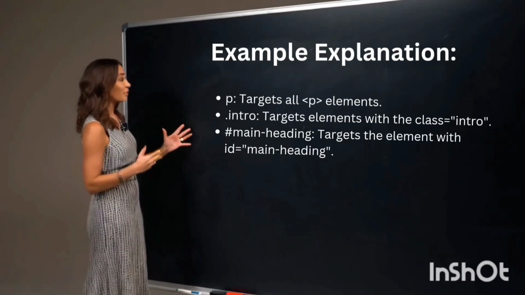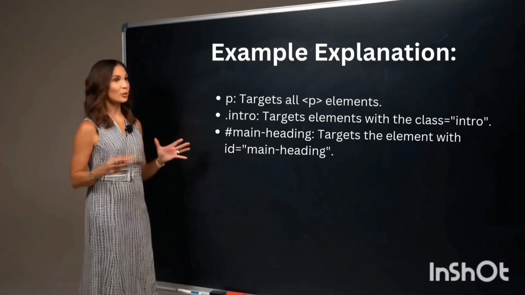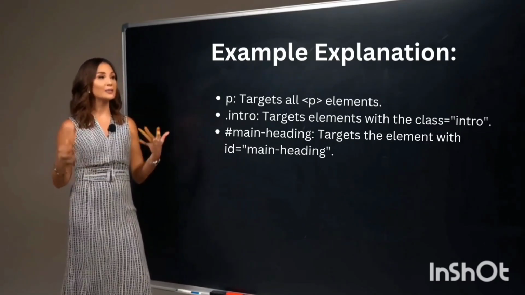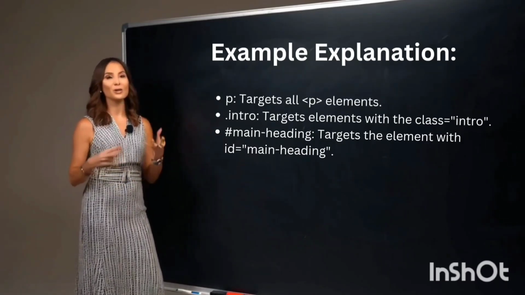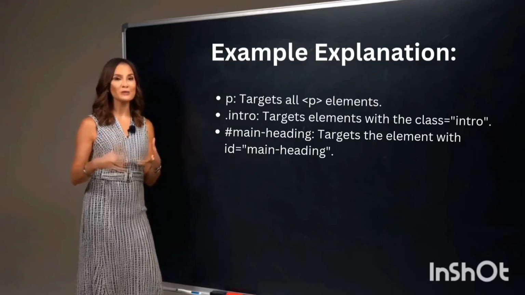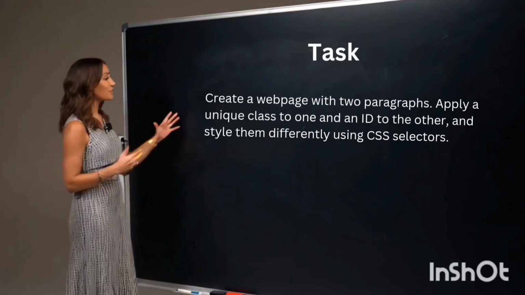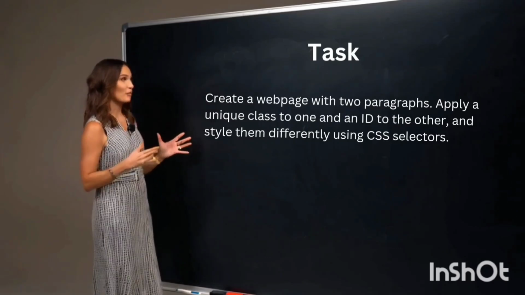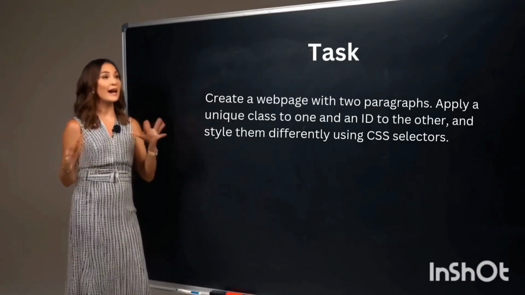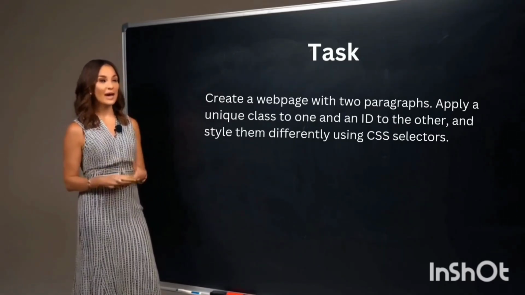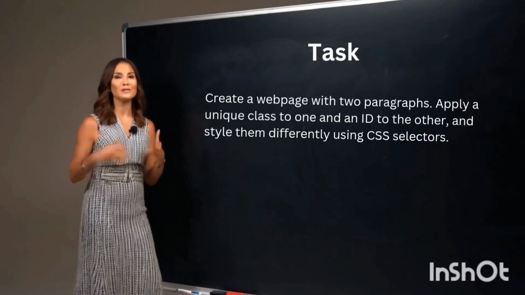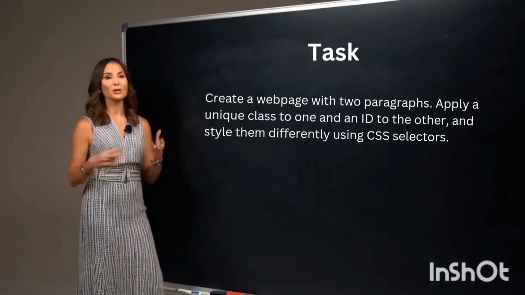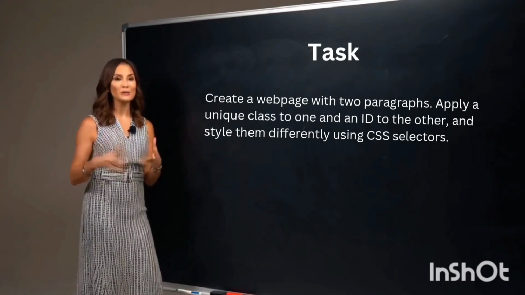Here is the example explanation. The p selector targets all p elements. .intro targets elements with the class intro. #main-heading targets the element with ID main-heading. Let's create a task based on the following information. Create a web page with 2 paragraphs. Apply a unique class to one and an ID to the other, and style them differently using CSS selectors.